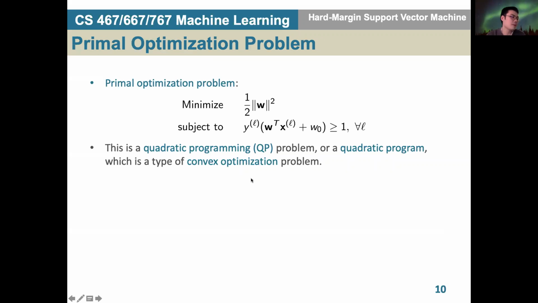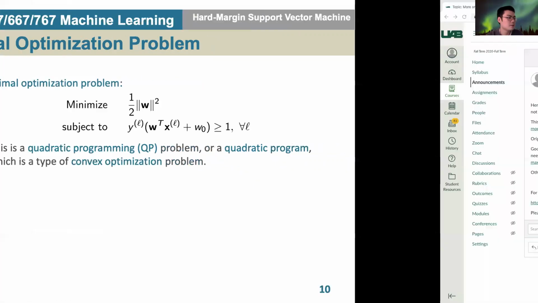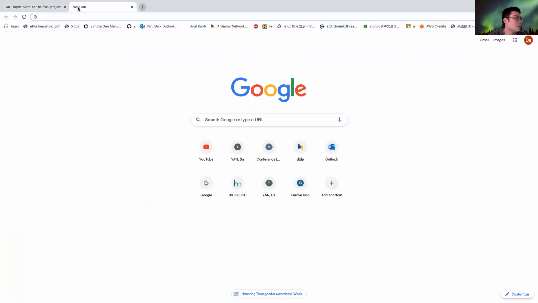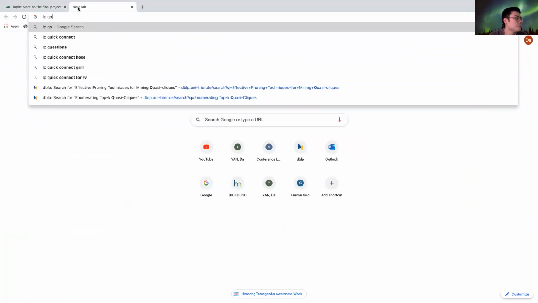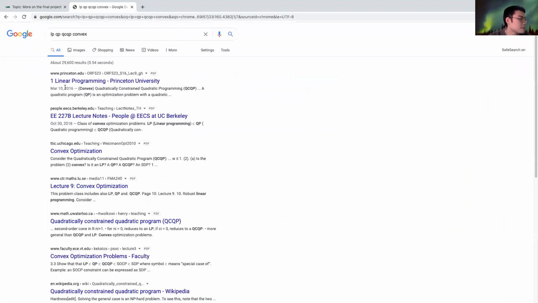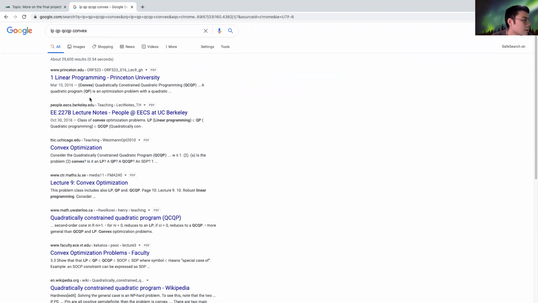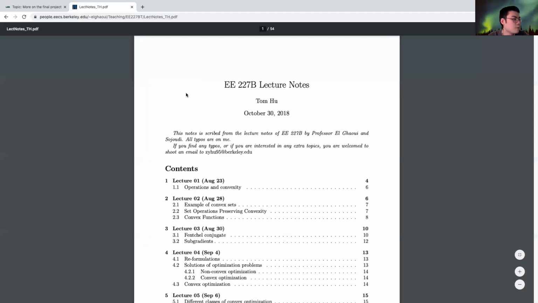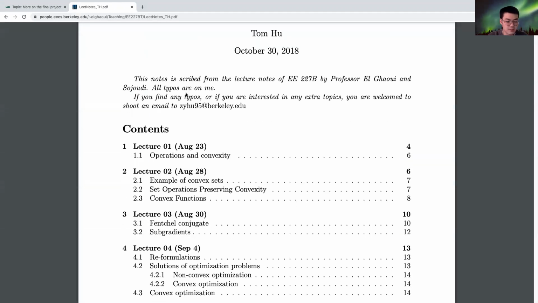And why do we care about those kinds of QP problems? Let me see, maybe we can search for LP, QP, QCQP. So in convex optimization, there is a set of problems that are well defined.